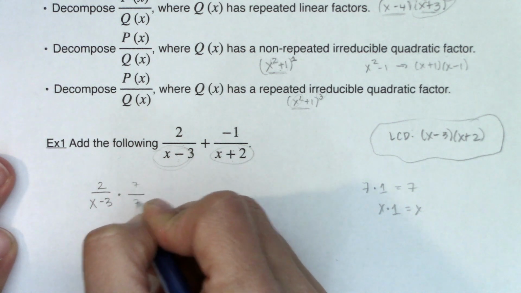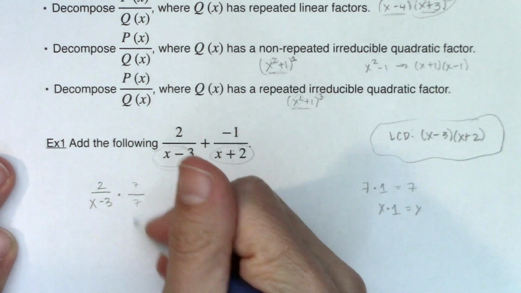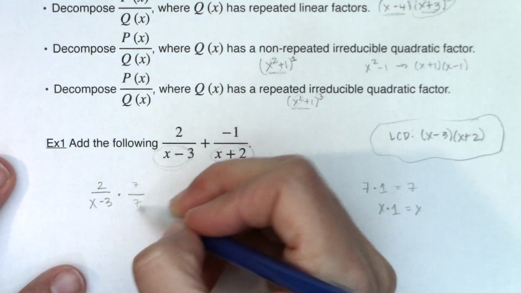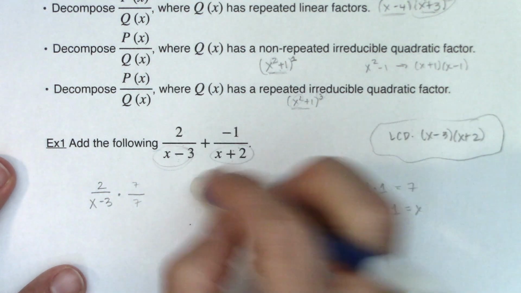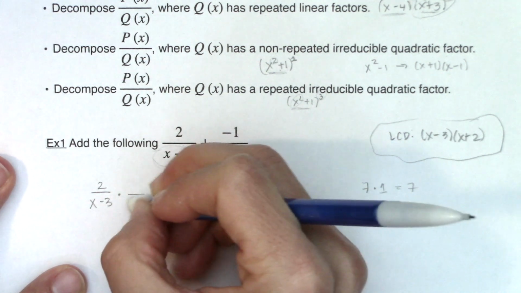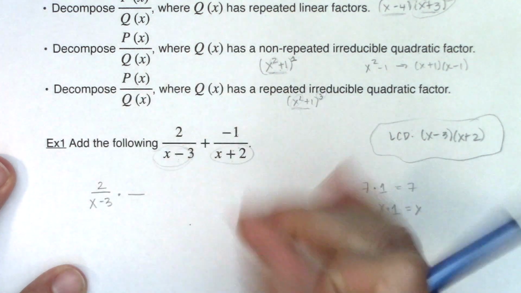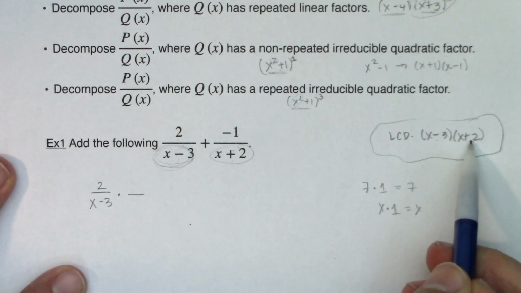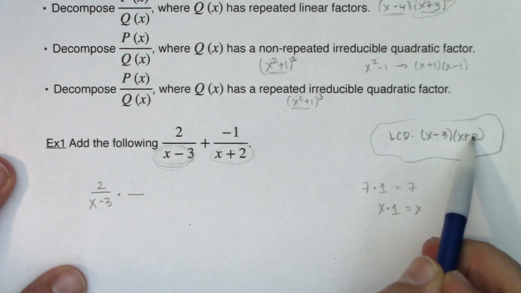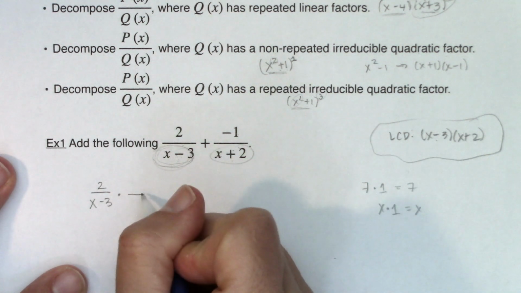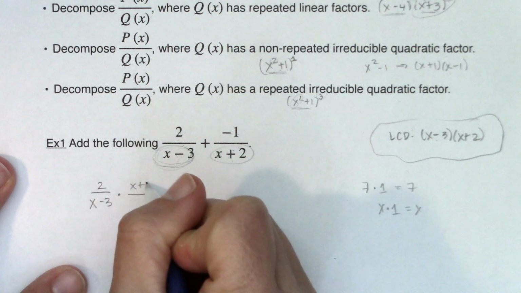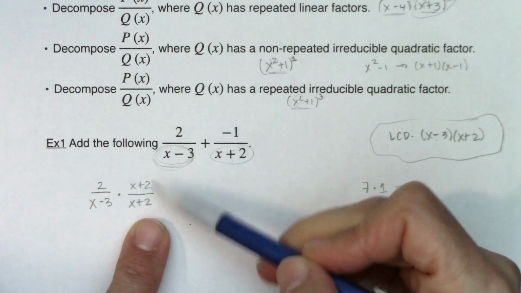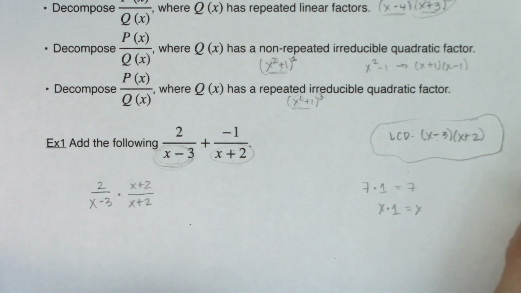Right? So something like 7 over 7, that would be 1. I'm not going to pick 7 over 7, but I want you to see that 7 over 7 is equivalent to 1, and anytime you multiply by 1, you don't change the expression. So what we choose is, we look at this denominator and our least common denominator, and I'm missing an x plus 2. So I'm going to multiply this by x plus 2 over x plus 2. Again, I'm multiplying by 1, so I didn't actually change the expression.